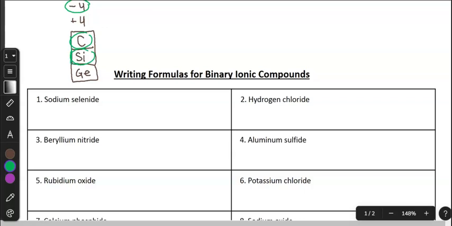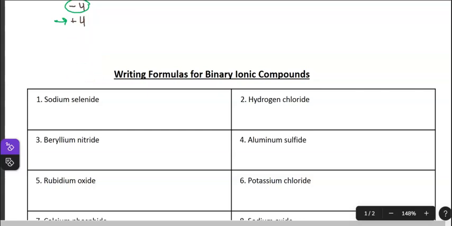And then below silicon, you have a part of that staircase. Germanium and the rest, you have Sn for tin and Pb for lead and Fl for flerovium. All of those are going to lose electrons. They're going to form a charge of +4. So I just wanted to make sure that you knew what all of that meant.